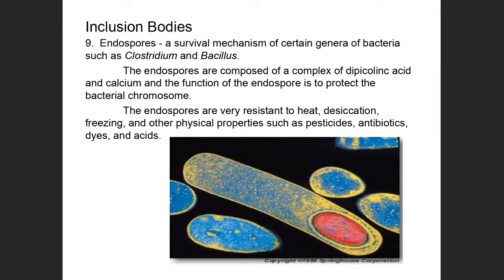Okay, the last inclusion body we're going to talk about is an endospore, right? So endospores are only produced by gram-positive bacilli. Right? So if you see an endospore in a bacterium, by definition, it is a gram-positive bacilli. And there are lots of different genera that produce it, but the two that are clinically relevant are Clostridium and Bacillus.